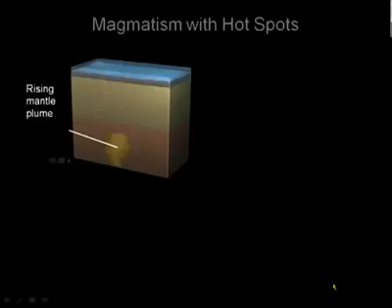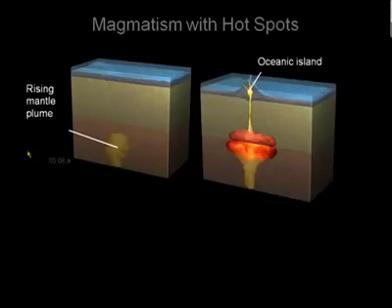Magma is also associated with hot spots. Rising all the way from the core mantle boundary, you have a plume of hot rock. When it gets to the bottom of the lithosphere, it's finally under so little pressure it can start to melt. And the result is magma coming up and forming ocean islands like the ones in Hawaii.